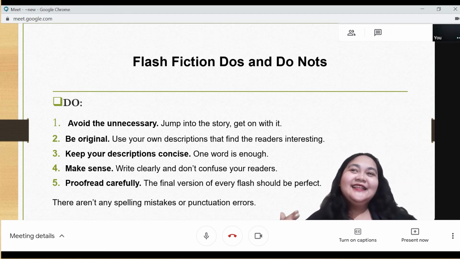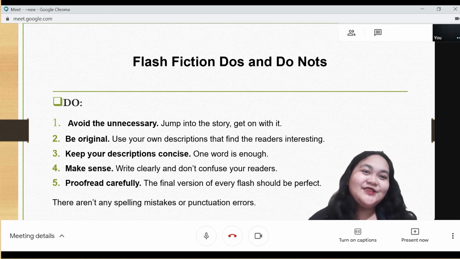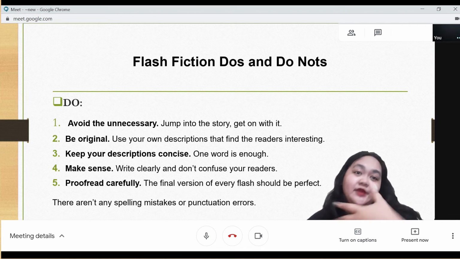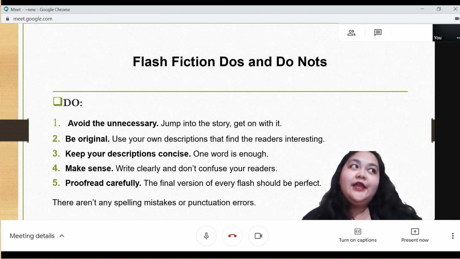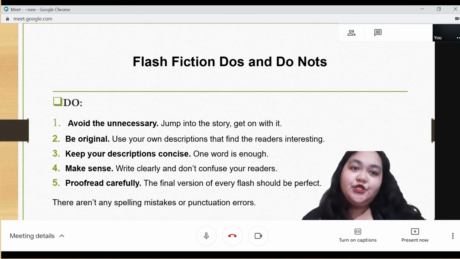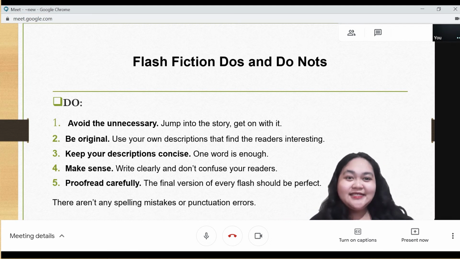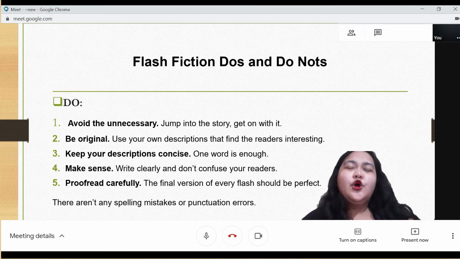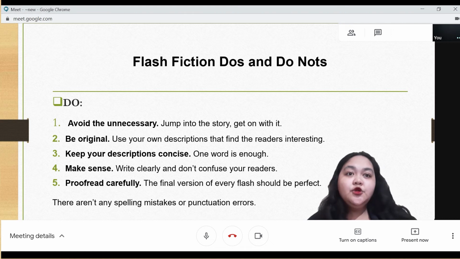This is the final part, when you are going to write the story. After it will be proofread with other people, or you can proofread it with your closest friends, or your professor or teachers. The final version of every flash fiction should be perfect. There shouldn't be any spelling corrections or any punctuation errors. Now, after we discuss the do's, we are now in the don'ts.